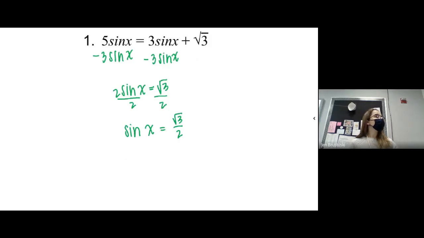What? That's all you got? Do I need to replace x with theta? No, why not? Yeah, because it's already isolated. We don't need to replace. There's no point in that. Okay, so what else do I have to do now? Find those values. So for what values of x does sine of x equal radical 3 over 2? Emily?